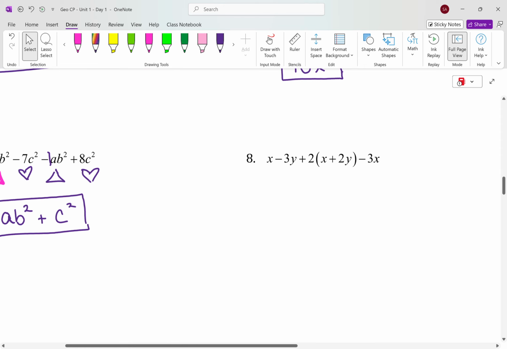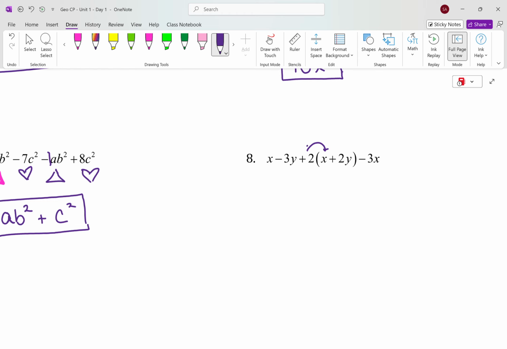For number 8, I see parentheses, so I'm not going to combine any like terms until I get rid of the parentheses. So we're going to distribute in that positive 2. So we have x minus 3y plus 2x. 2 times x is a 2x. 2 times 2y is a 4y. And then we have a minus 3x.